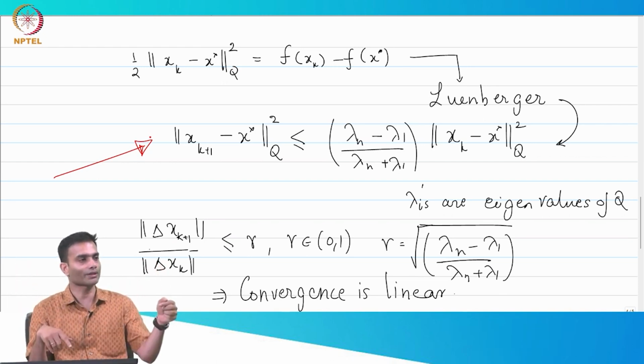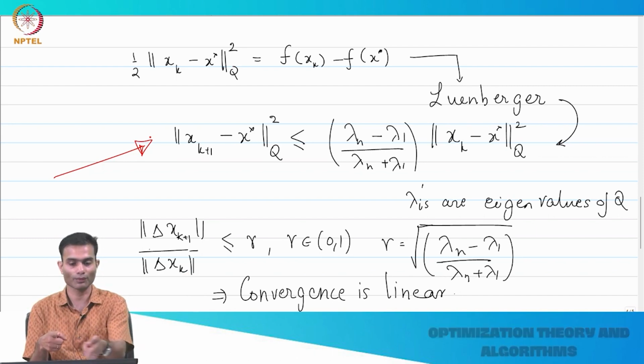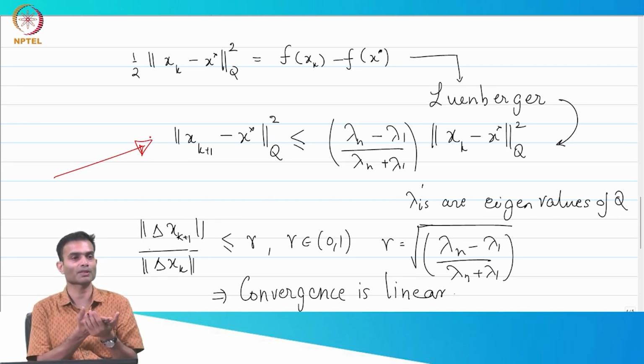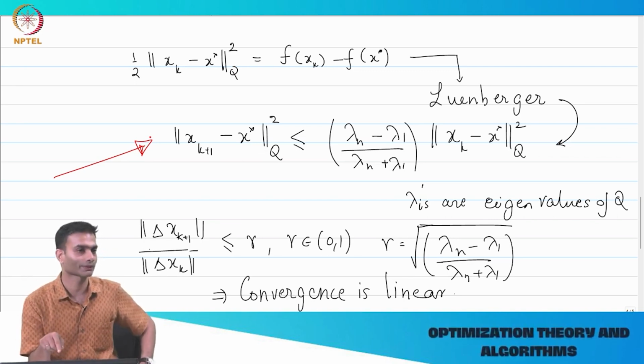No matter where you start from, you are going straight into the solution. So you can see that over here, lambda n is equal to lambda 1. Therefore, it becomes 0, right? So the distance between xk plus 1 and x star becomes 0 in one shot. And this theorem is telling us that.